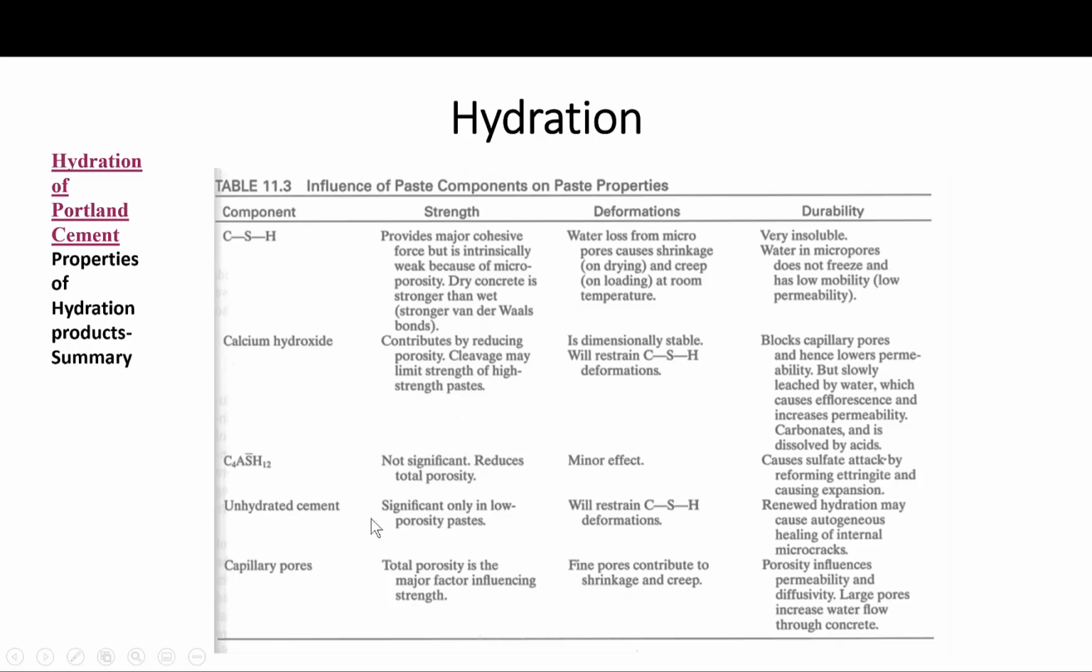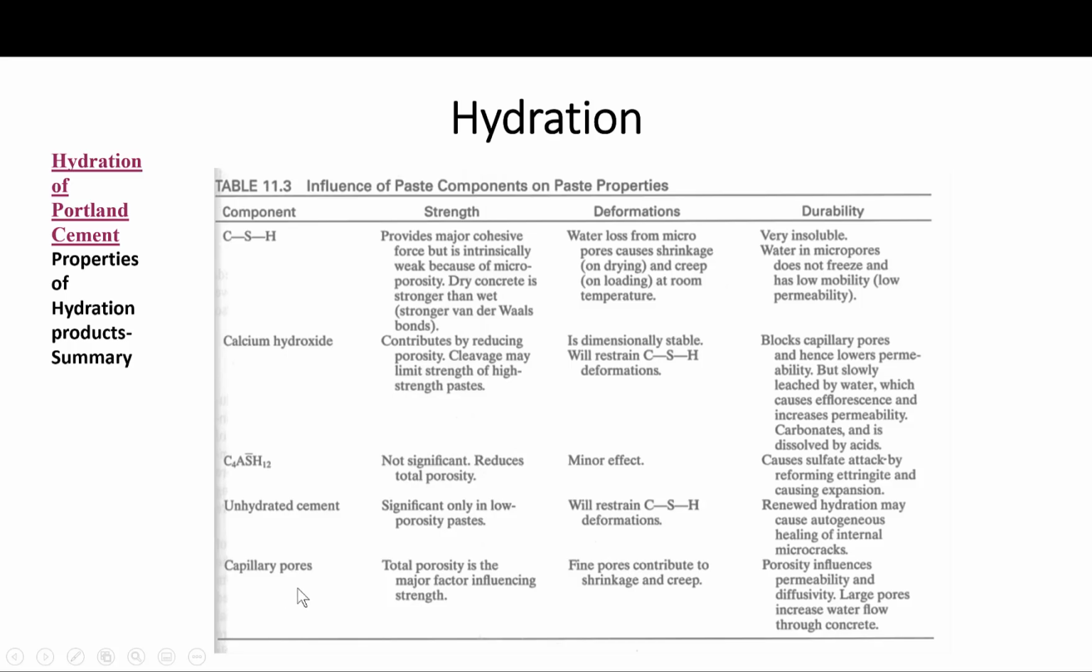The unhydrated cement, for strength, it's only significant in low porosity pastes. It helps. For the deformation, the same thing here. It will restrain the calcium silicate hydrate deformation. Durability wise, if there is a renewed hydration later, it may cause autogenous healing of internal microcracks. I wouldn't count on this much anyway.